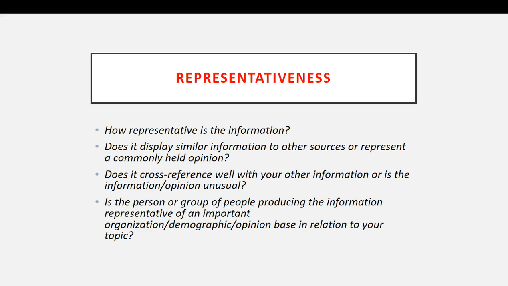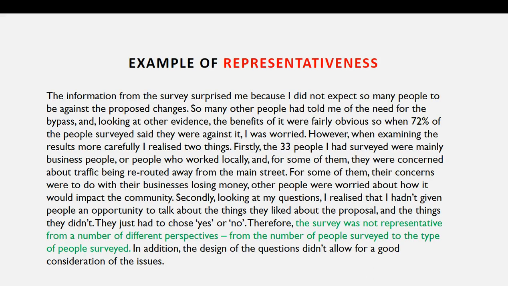This one doesn't relate to every research process at all, but it is something to consider in terms of how representative the information actually is. You might have one research process that has thrown off some things that doesn't really appear anywhere else, and you're going, well, I wonder why that's the case here. It doesn't really cross-reference. Is it an unusual opinion? So who's actually produced that information? Where does it come from? How representative are they of the information on this particular topic?